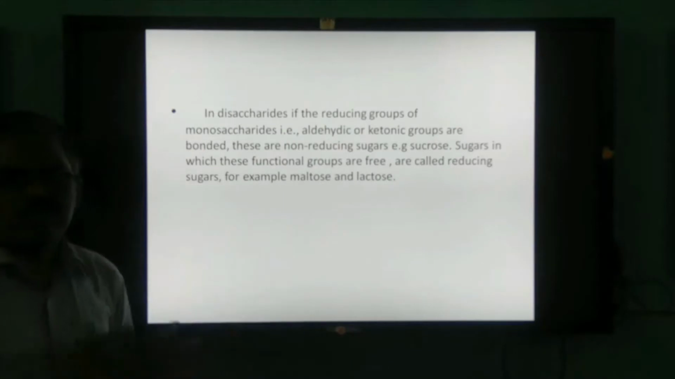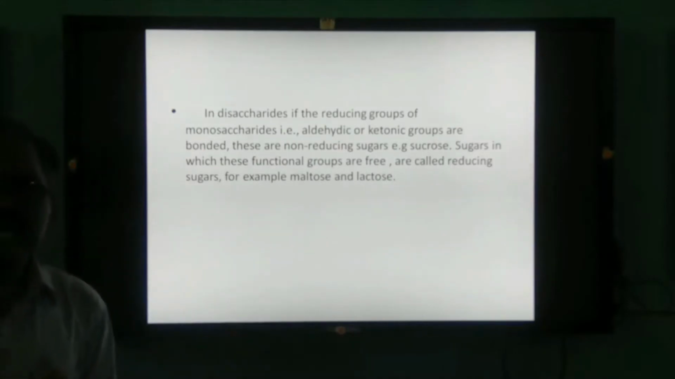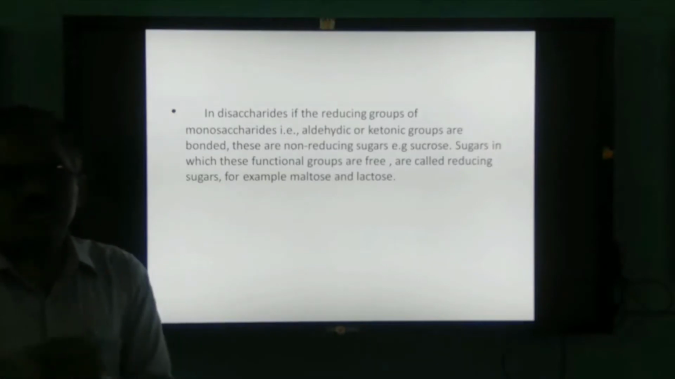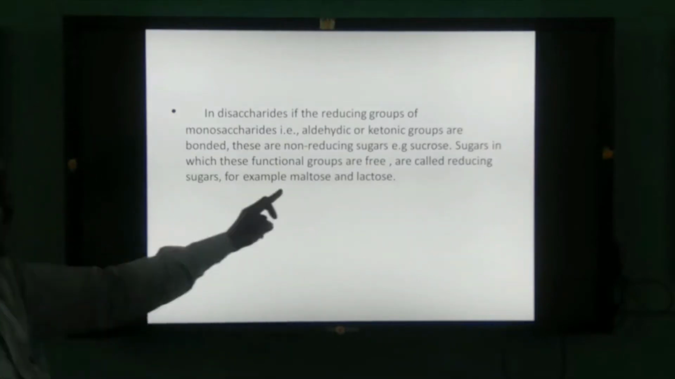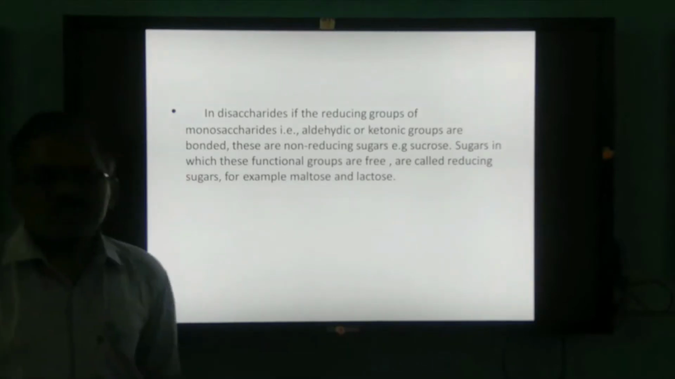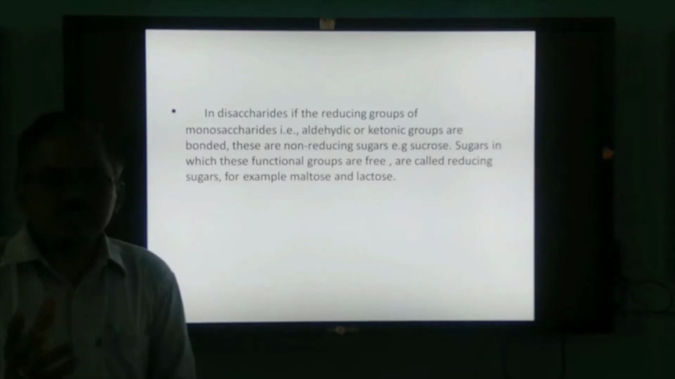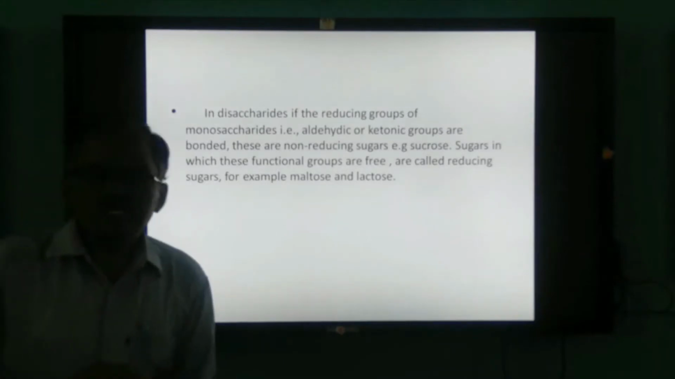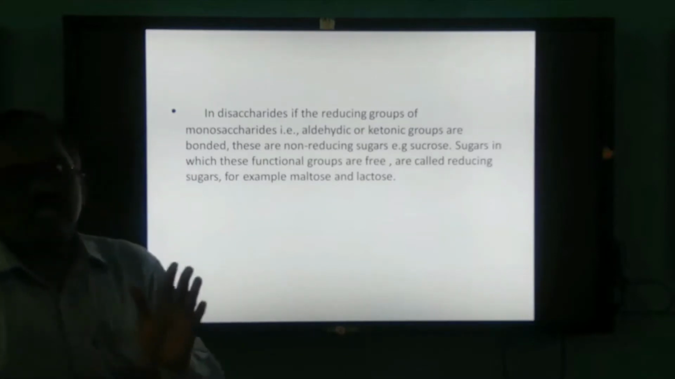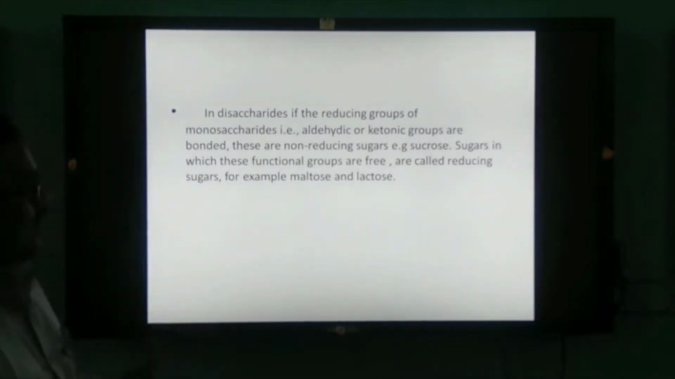So that means if a free aldehyde group is there, they can reduce Tollens' reagent and Fehling's solution. Such sugars we call reducing sugars. Examples are maltose and lactose. Understand? So we have to see the difference between reducing sugars and non-reducing sugars, and which come under reducing sugars and which under non-reducing sugars. Maltose and lactose are reducing sugars, whereas sucrose is a non-reducing sugar. Next slide.